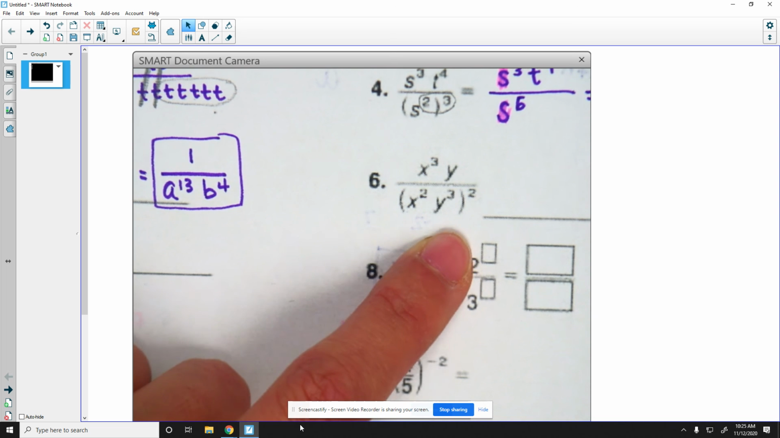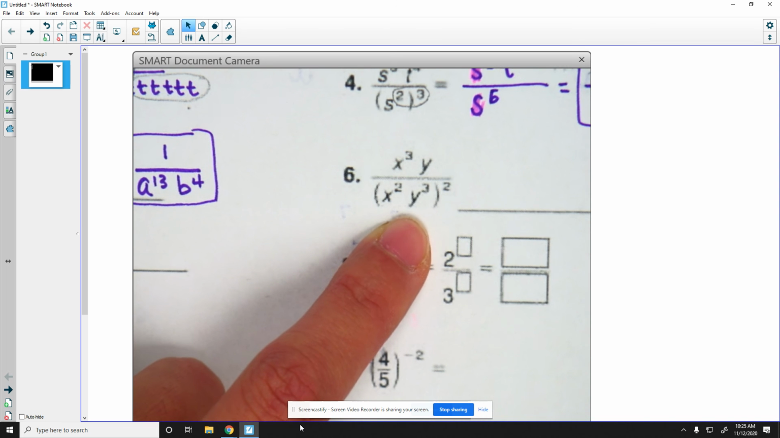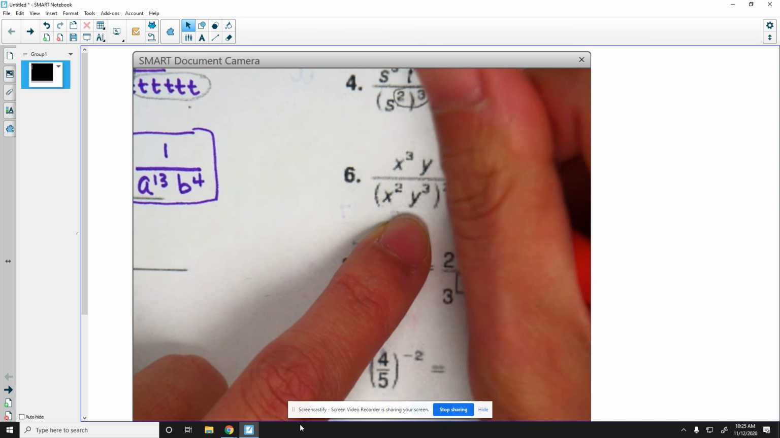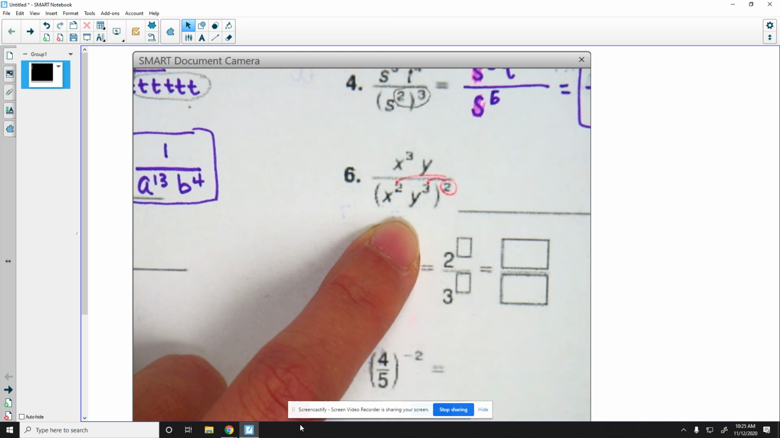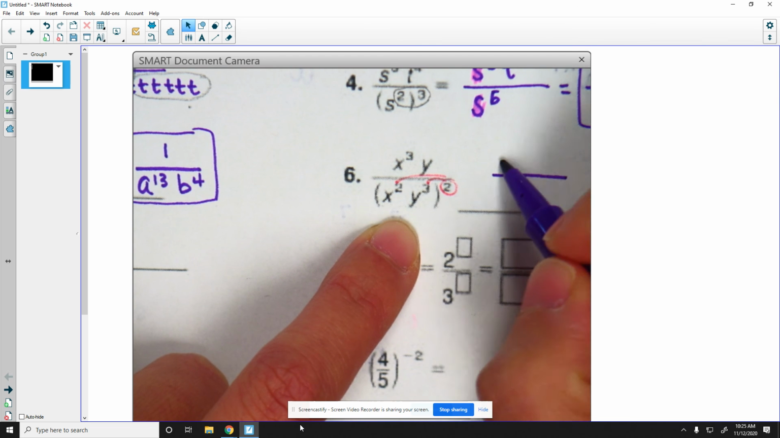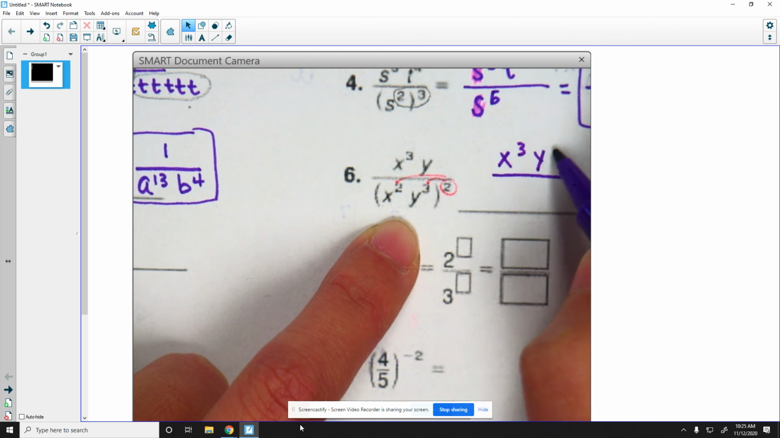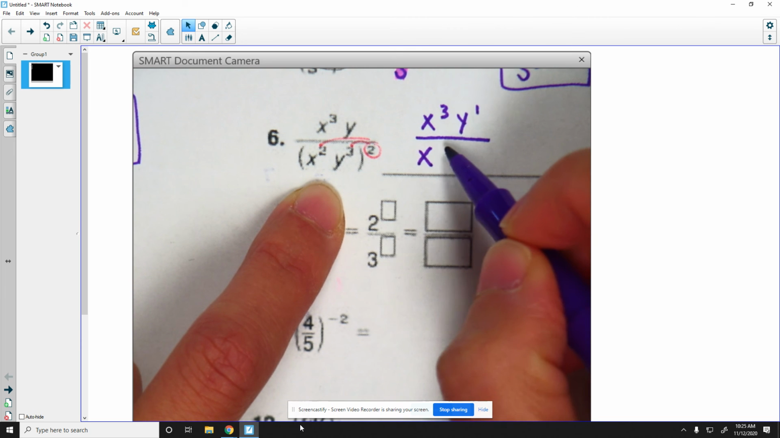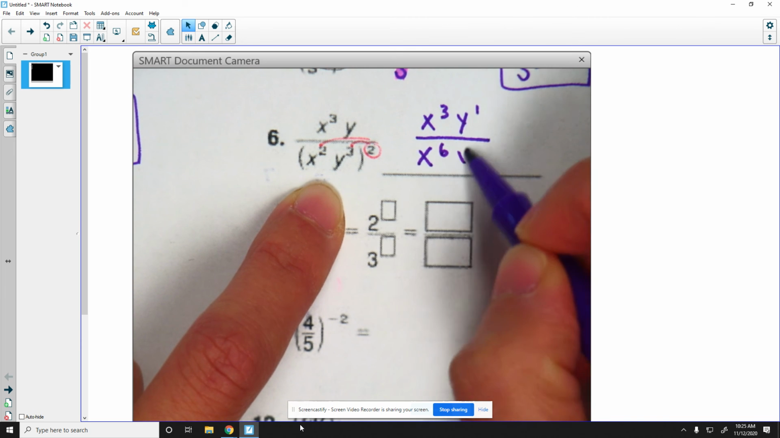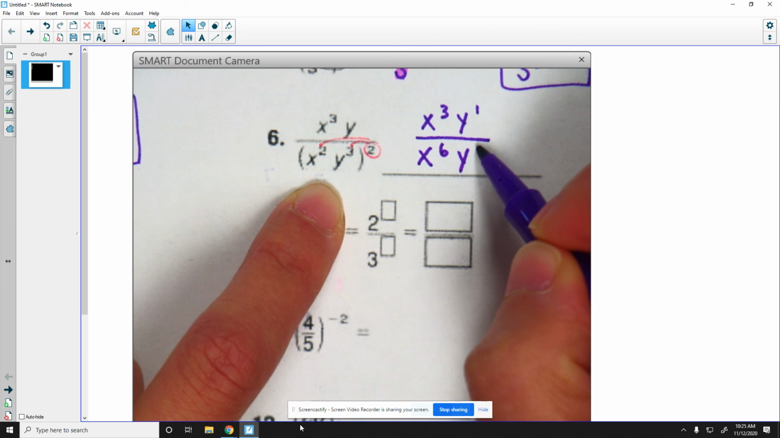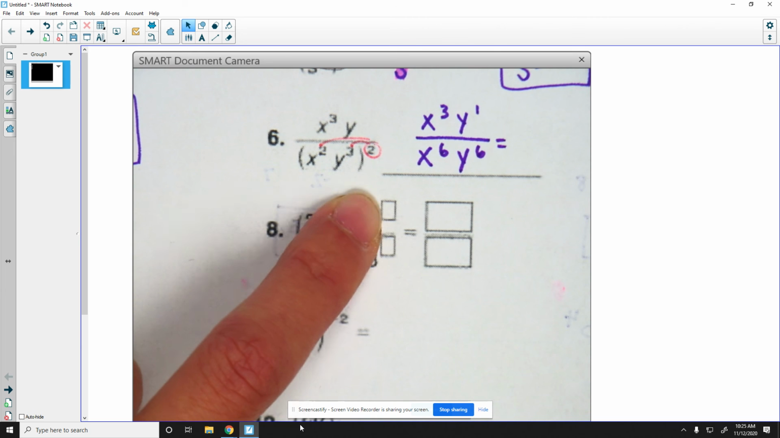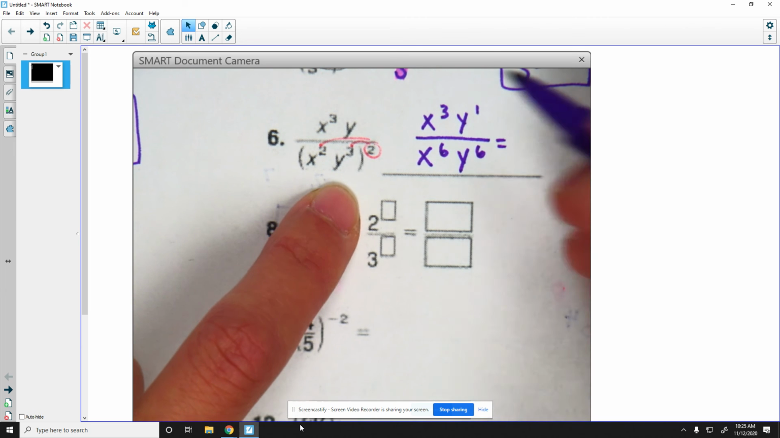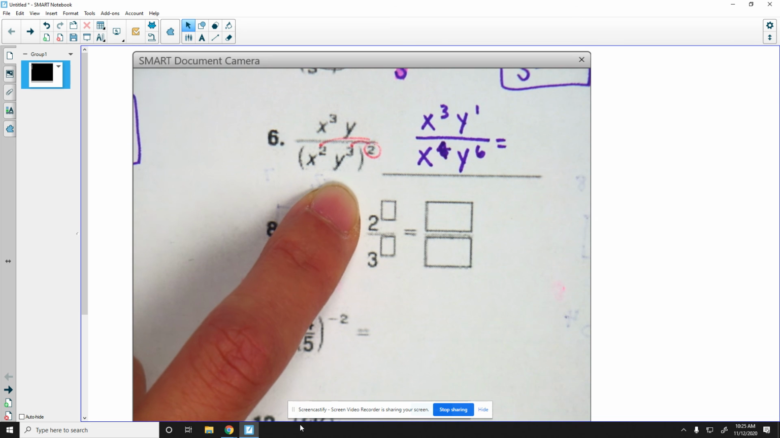Let's do number 6. PEMDAS tells me to do exponents first. So I have to take this 2 and distribute it. On top, I still have x to the 3rd, y to the 1. That hasn't changed. On the bottom, I have x to the 4, y to the 4. Oh, 4, 4. Silly rabbit. Come on, Friesenhahn. 2 times 2 is 4.